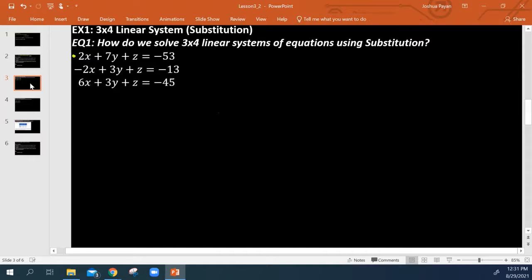So I'm starting with this top equation. I'm going to go ahead and get z by itself so that I know what z is and can substitute accordingly, right? So z is equal to, if I just do minus 7y minus 2x, z is equal to negative 2x minus 7y minus 53, okay? So what I'm going to do now is take z and plug it into this other equation and try to isolate another variable much in the same way.